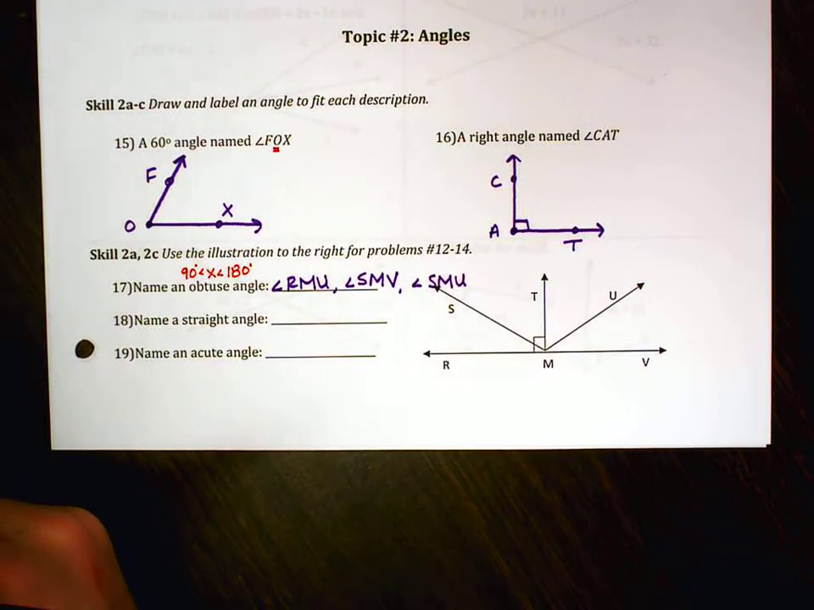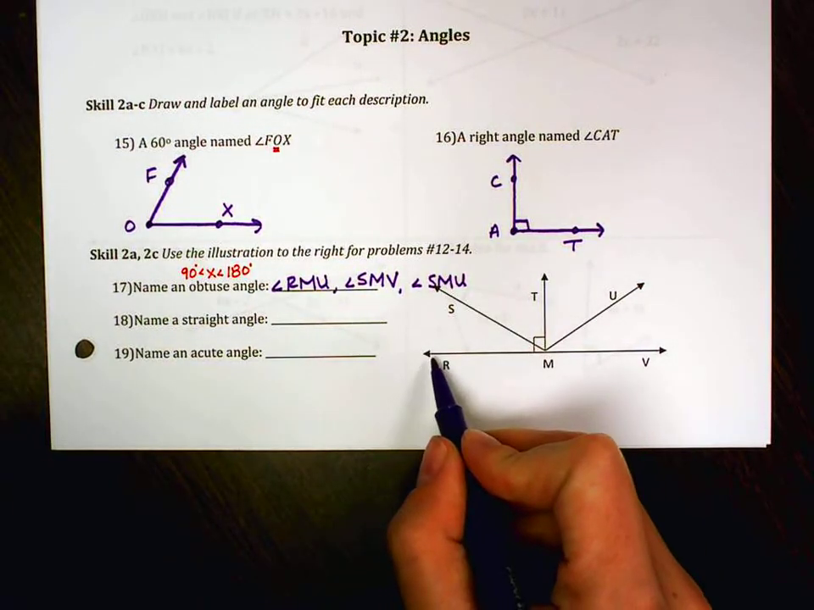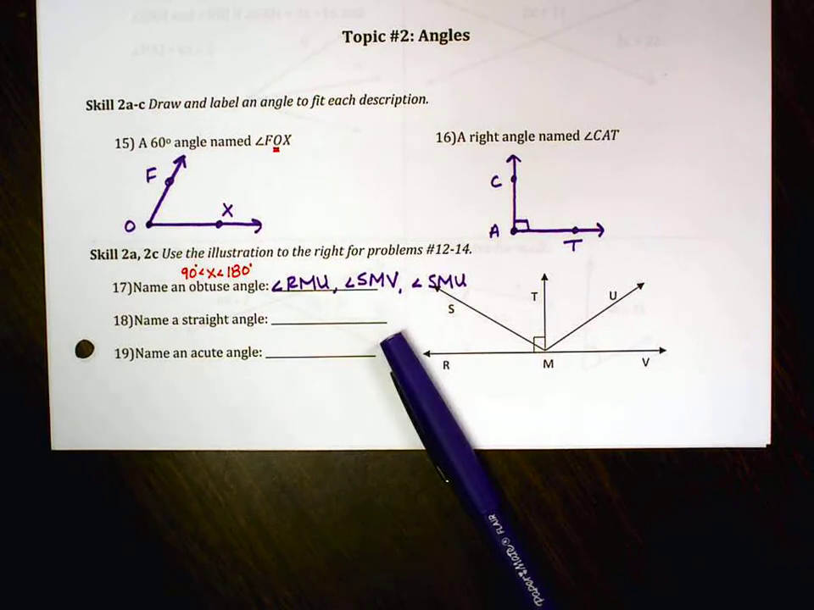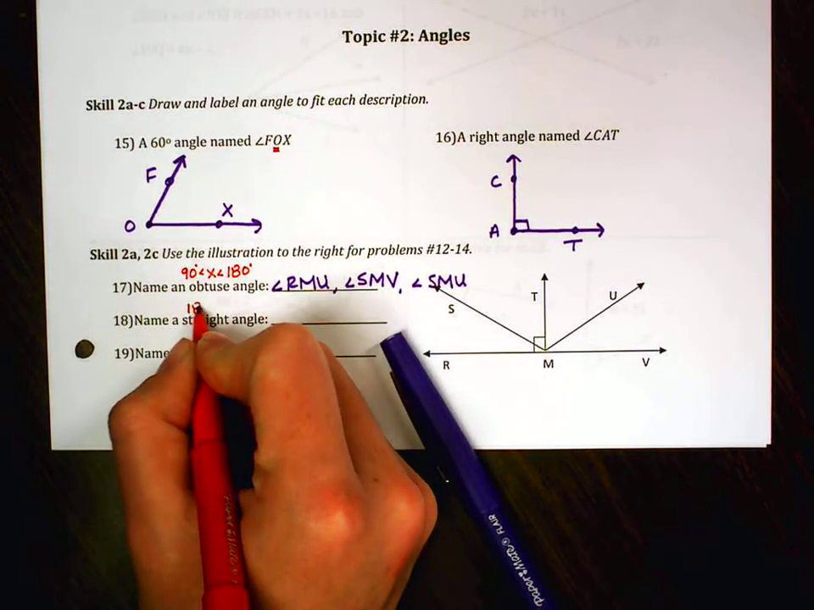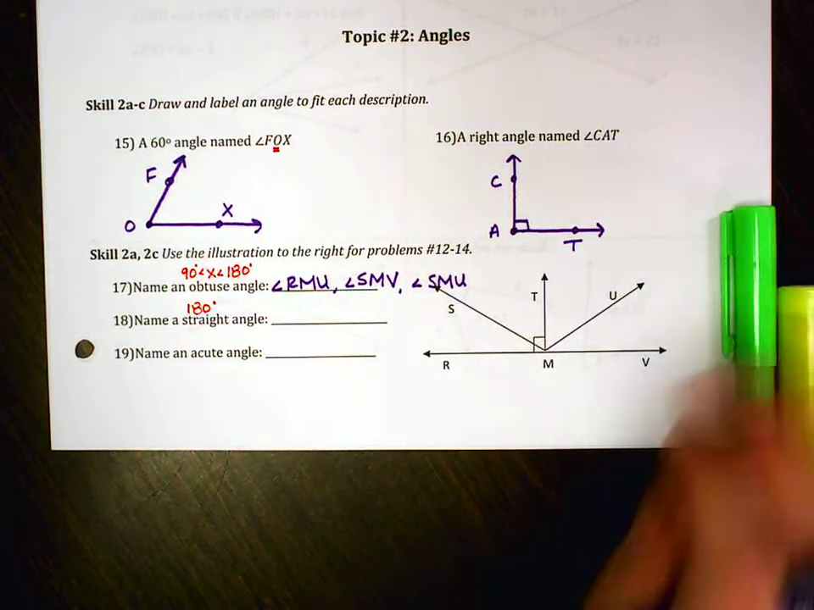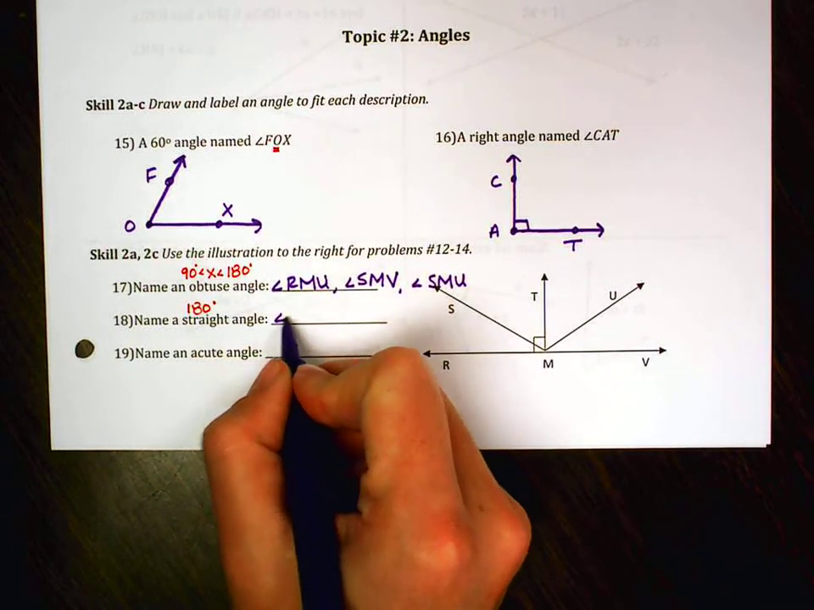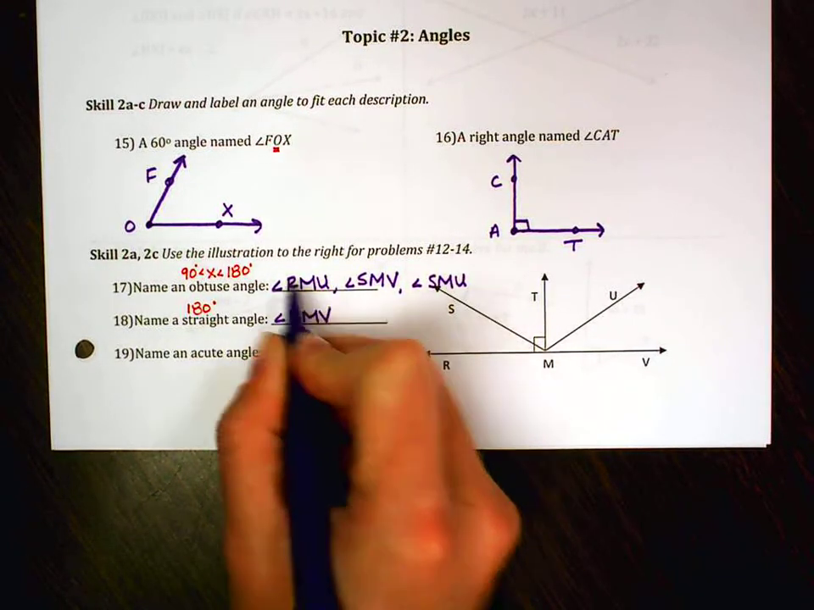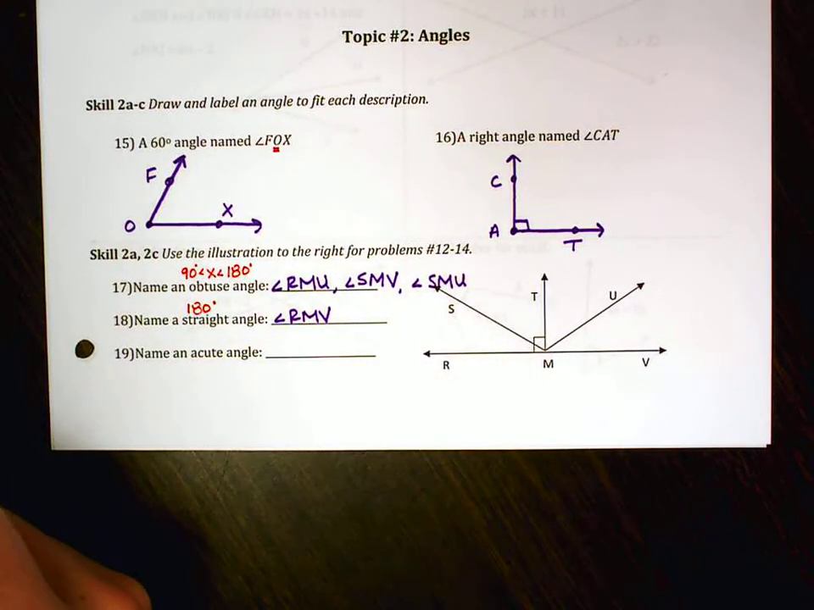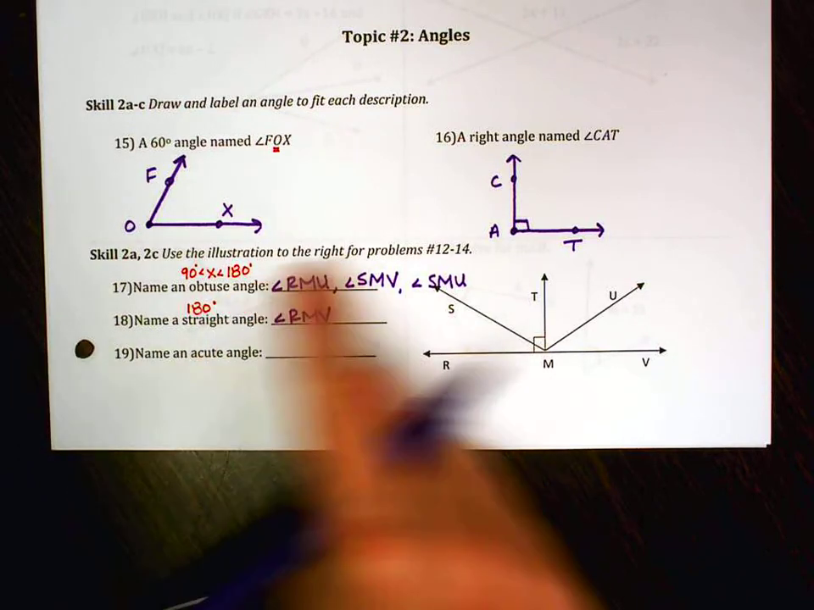Okay. Let's do a straight angle. A straight angle adds up to 180 degrees. It's just a straight line. Straight line, straight angle. So RMV, that's your only choice. Now you guys only had to name one for each. I just want to give you multiple answers. So if you got a different one, you'd be good.